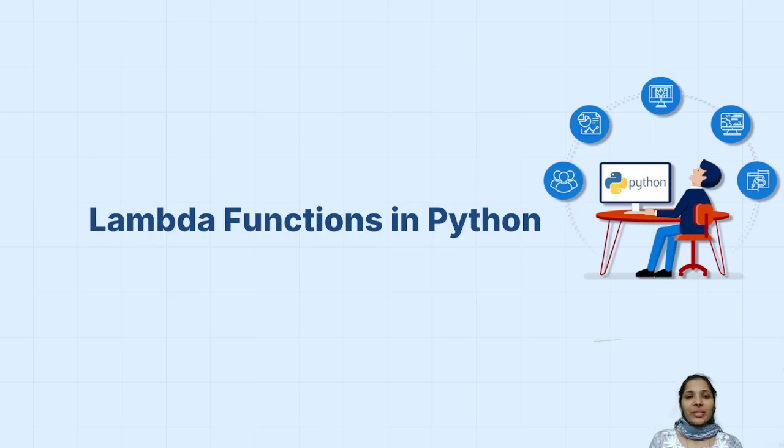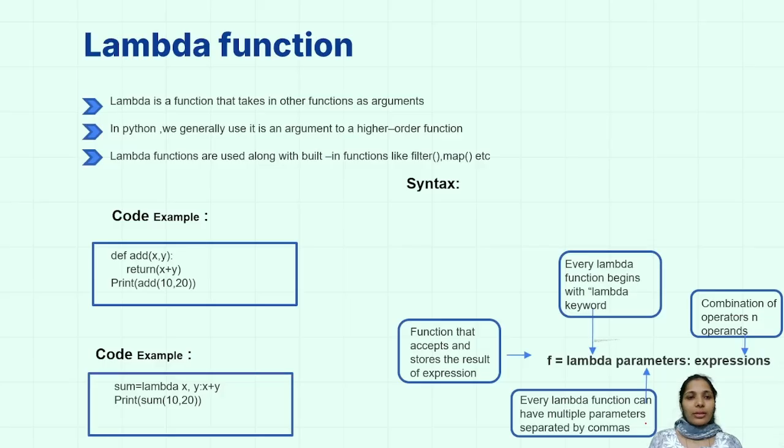In this session, we will be discussing lambda functions in Python. The lambda function takes in other functions as an argument. In Python, we generally use them as arguments for higher order functions. Lambda functions also help us with inbuilt functions like filter, map, etc.